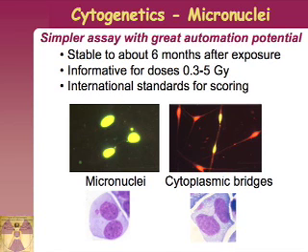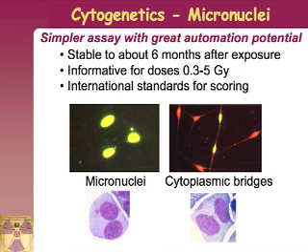Another cytogenetic method, which has been mentioned already in the first talk, is detection of micronuclei. This is a simpler assay than the dicentrics and has much better potential for being automated. That's why this is one of the focus points of our group, as far as developing high throughput techniques. Again, they're stable for about 6 months and informative over a similar dose range. And there are also international standards in place for scoring these things.